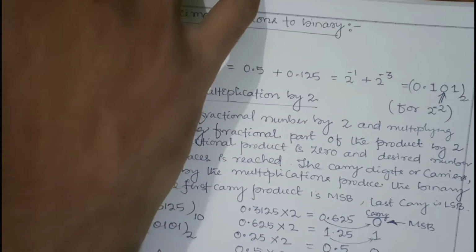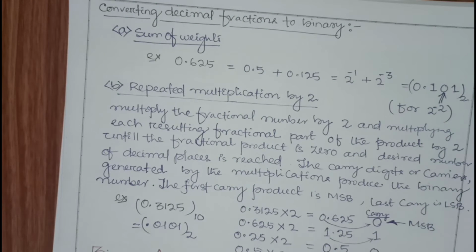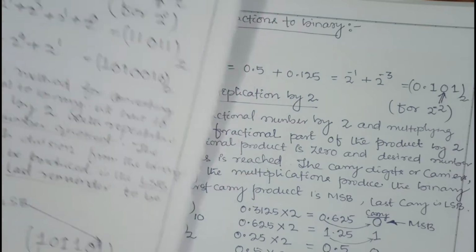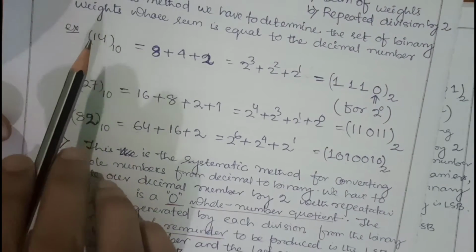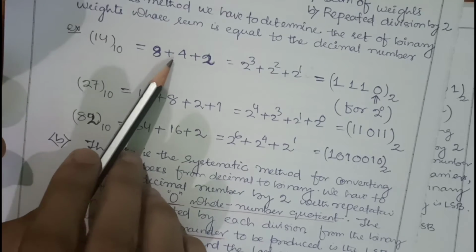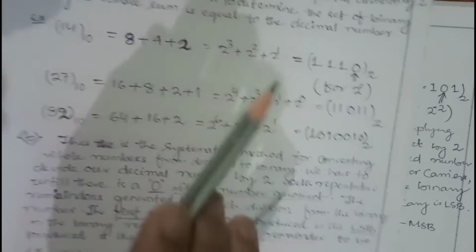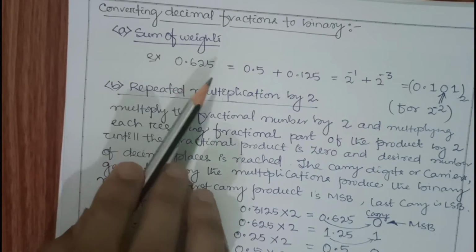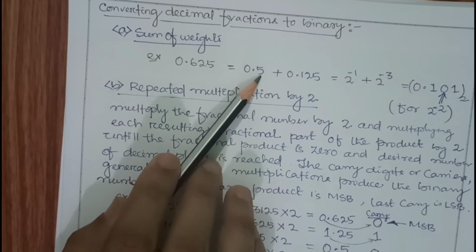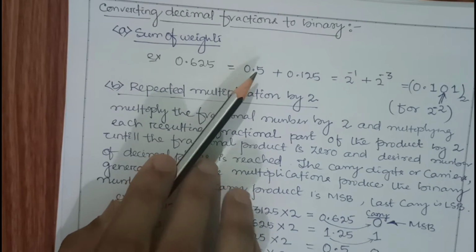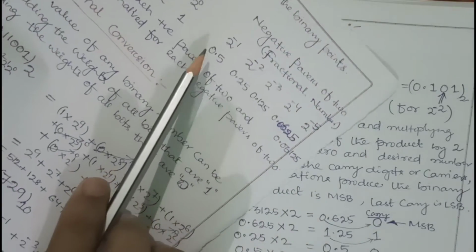For the fractional number, similarly, the first method is sum of weights. Second method is continuous multiplication by 2. You see, in the first method, here we are dividing our 14 into positive powers of 2. In this case, the fractional part will be divided into negative powers of 2, that is 2 power minus 1, 2 power minus 2, 2 power minus 3. You can see from these values.